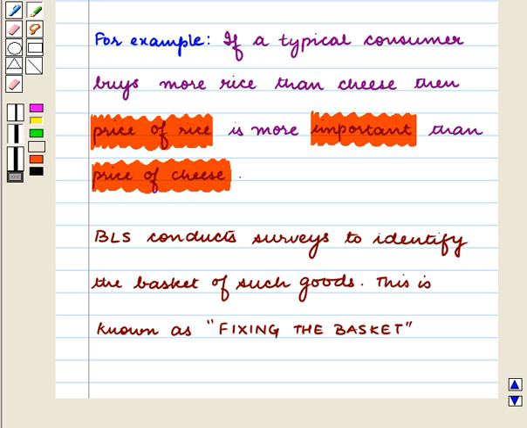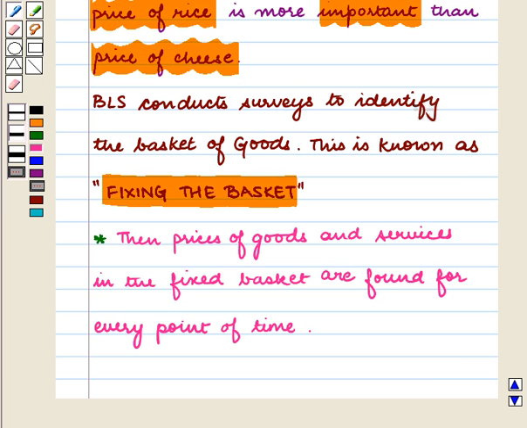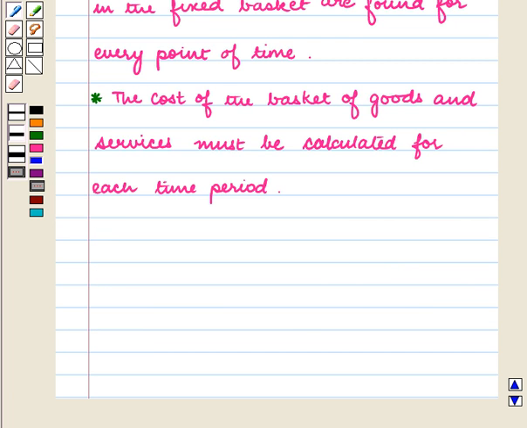BLS conducts surveys to identify the basket of such goods. This is known as fixing the basket. Then, the prices of goods and services in the fixed basket are found for every point of time. The cost of basket of goods and services must be calculated for each time period. It is found by multiplying the quantity of each item times its price.